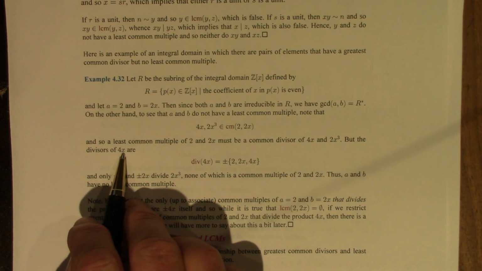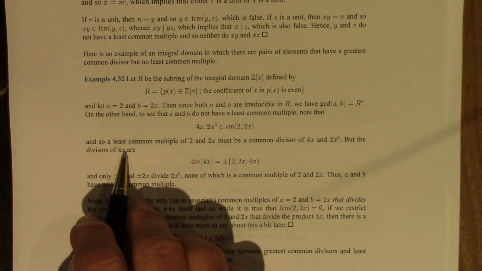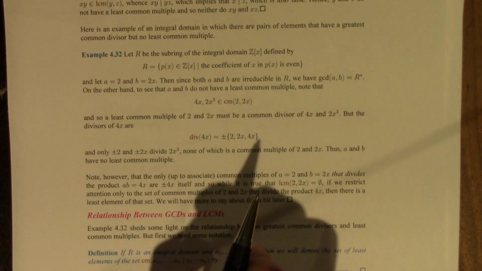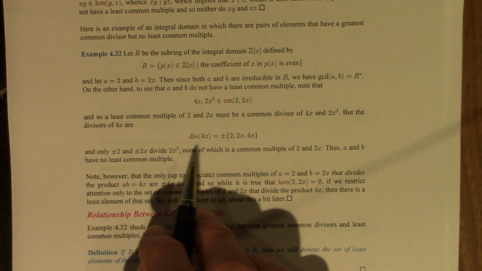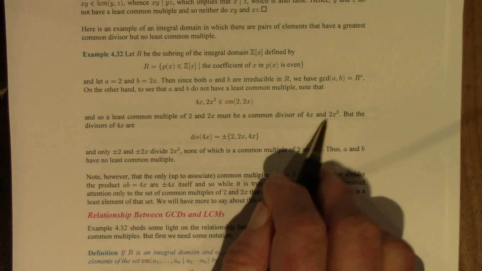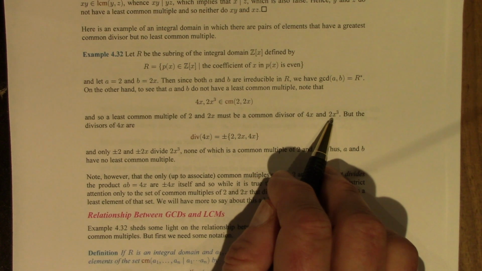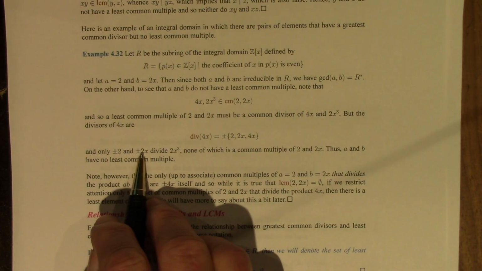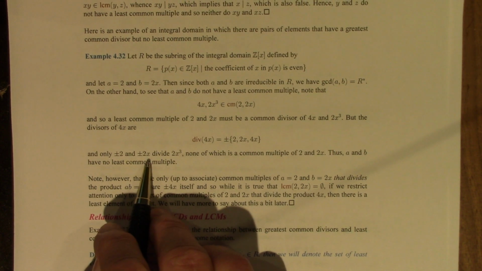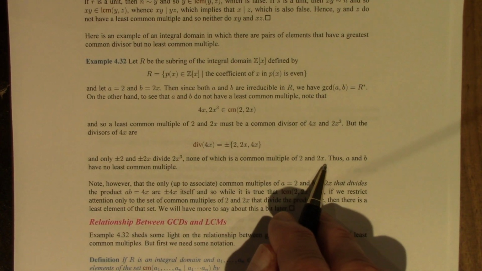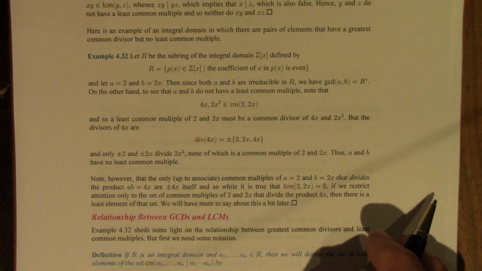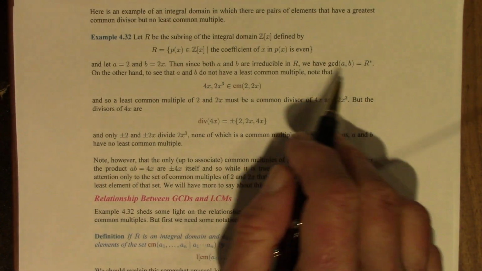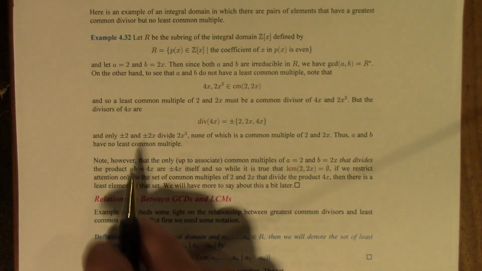4 is not a divisor because the other factor would be x, which doesn't belong to R. Only positive negative 2 and positive negative 2x divide the other element, 2x cubed. But none of these is a common multiple of 2 and 2x. So A and B have no least common multiple. They have greatest common divisors, units, but they have no least common multiples.